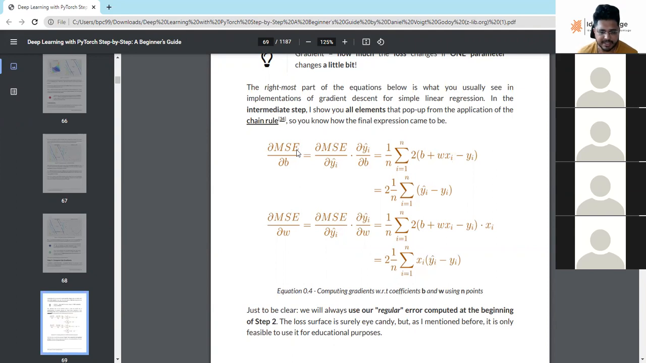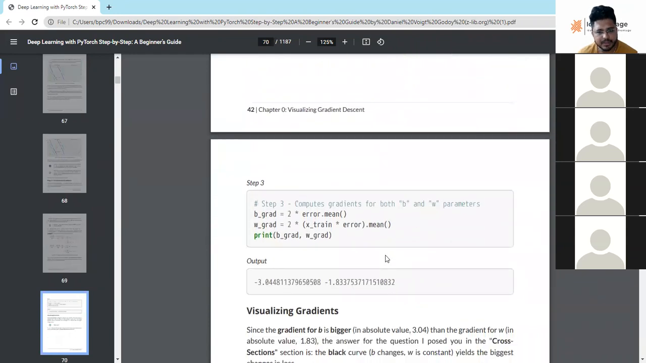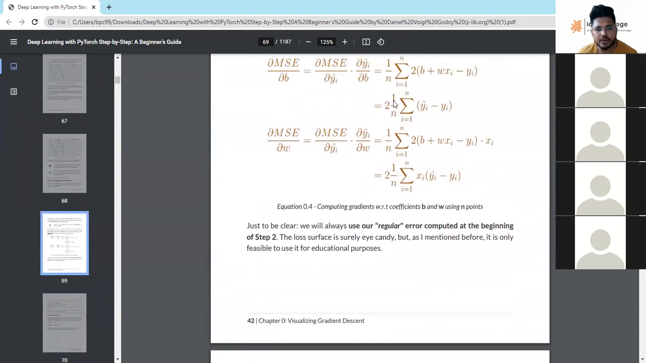So our function is MSE, and I'm calculating the partial derivative with respect to B. Here, W is constant. Here for MSE, I'm taking the partial derivative with respect to W. Here B is constant. And after calculating the partial derivatives, this is the formula. You see here, the gradient of B, that means the partial derivative with respect to B, is equal to 2 into error mean.